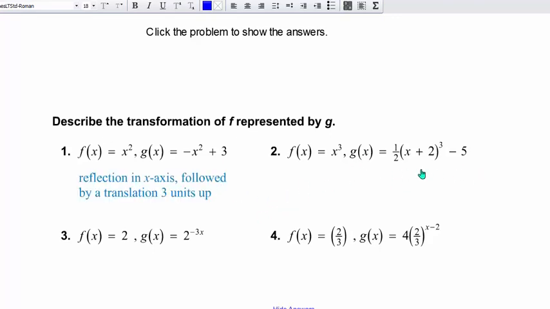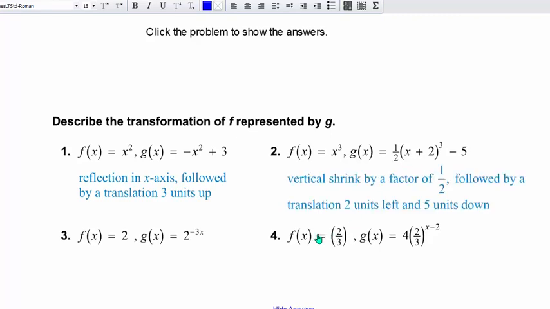Here I have 3 transformations. I have something in the A position. In the B position, I don't have anything yet. H, remember I change the sign when I take it out, so it's -2. That means left 2. And this is down 5. So my vertical shrink, 2 left, 5 down.